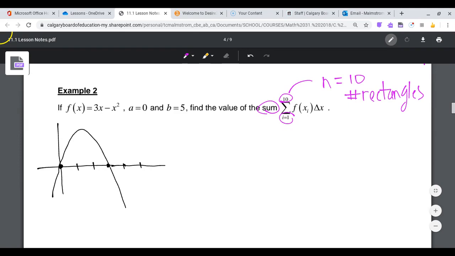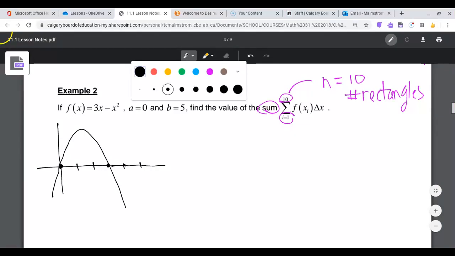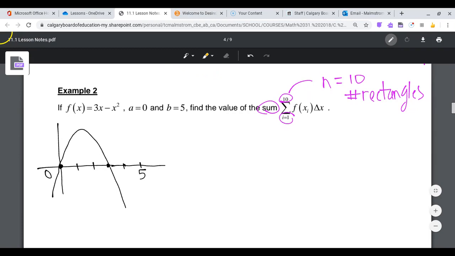So I just did a quick sketch of this parabola. And if we look at our boundaries, we're going from 0 to 5, okay? And they want me to fit 10 rectangles in here between 0 and 5. Well, what would the width of those rectangles be? So our change in x would be b, 5, minus a, over, now I know n is 10. So 5 on 10 is 1/2. So I would be drawing rectangles that are a half wide throughout this.